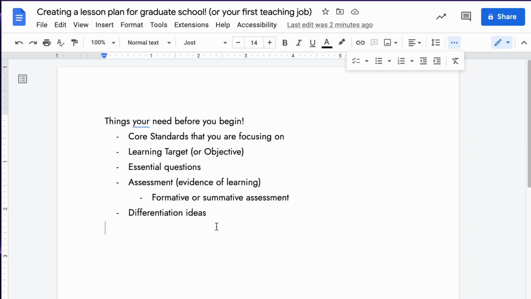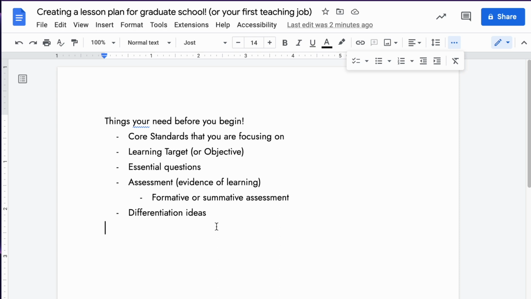So right now I have things that you'll need before you begin. The first thing you're going to need is your core standards. So what is it that you are going to be focusing on? What Common Core are you working on? Next, you're going to be looking for your lesson objective. And a lot of times a core standard will cover a range of skills depending on what subject you're working on. So what is this specific lesson going to be focusing on?